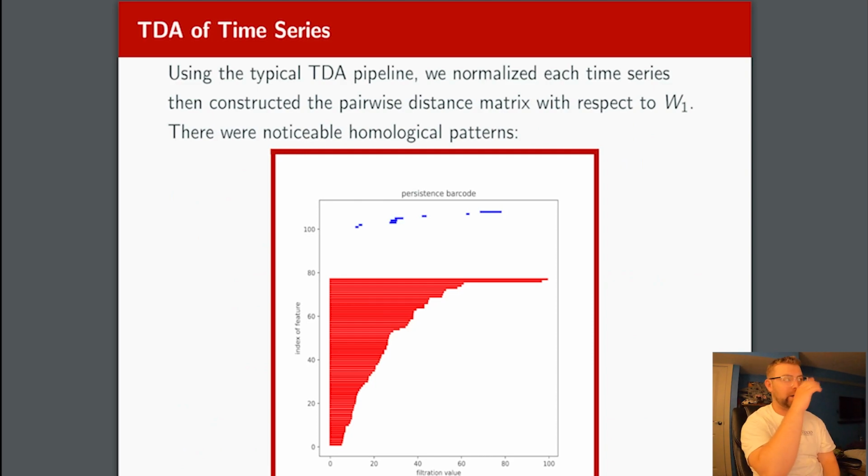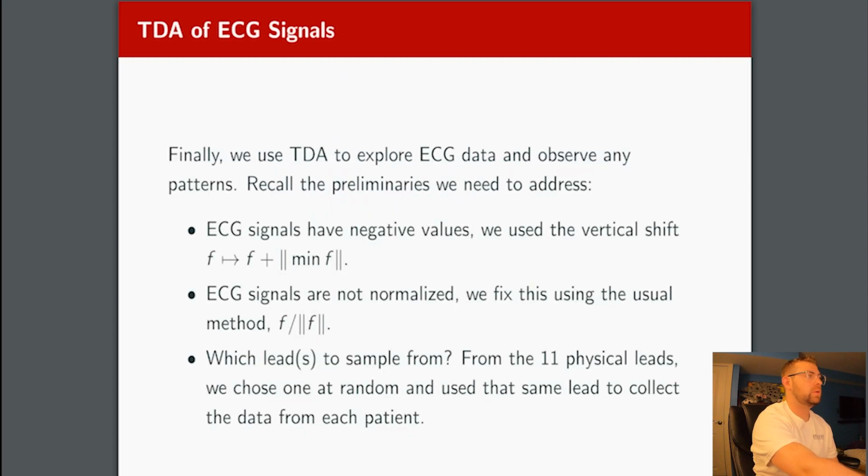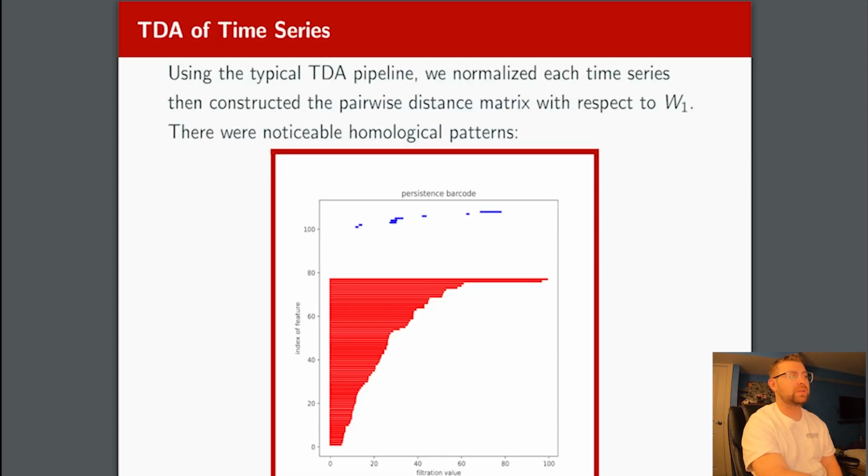So this is with the stock data. We normalized everything, constructed the distance matrix with Wasserstein 1, and we can see there's a lot of connected components in red, and then a few small 1 cycles that popped up, and those are in blue. The symbols corresponding to those 1 cycles weren't really anything interesting. Just because they're in the same homology feature doesn't necessarily mean there's an underlying correlation there.